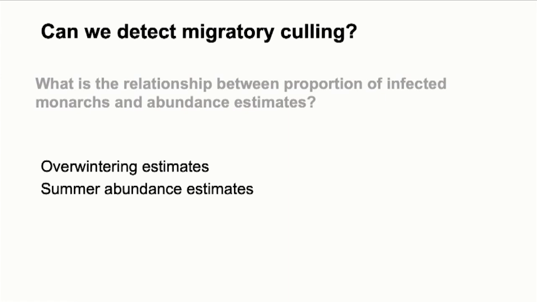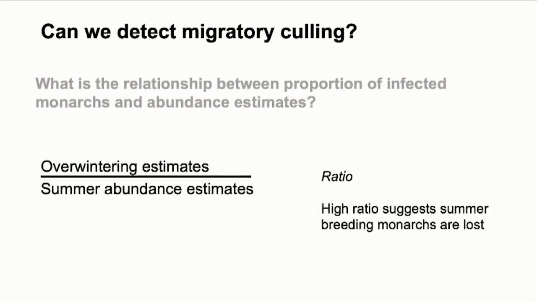So in terms of estimates of monarch population, none of these are perfect, but there are two really main ones that are available, and that is overwintering estimates and summer abundance estimates. And so we decided that we would take a ratio of these two to ask, well, for a given year, are we seeing changes and losses of monarchs between those two estimates? Because a high ratio would suggest that summer monarchs are being lost. So that to us was an indicator potentially of culling.